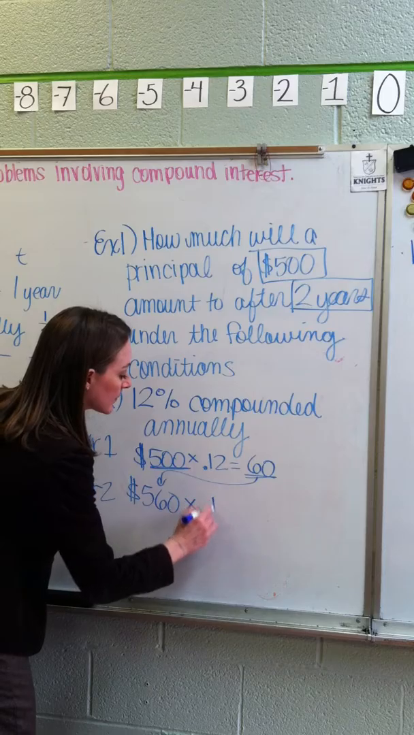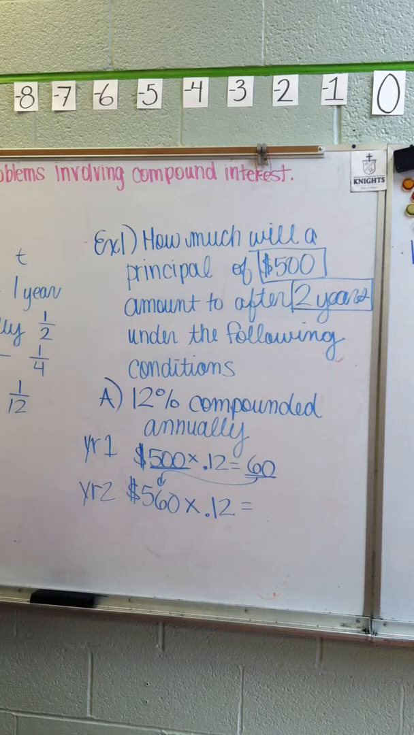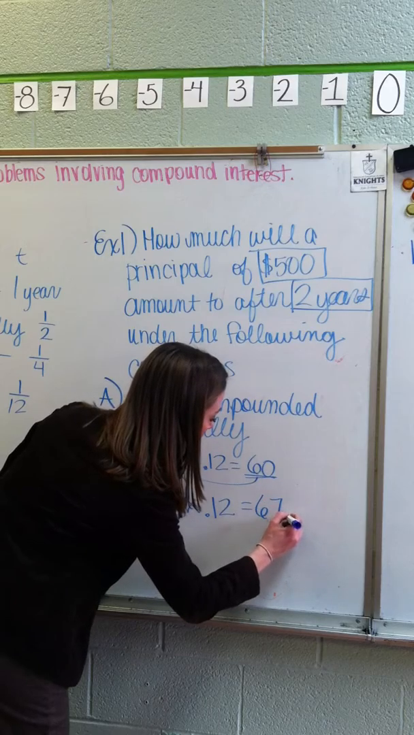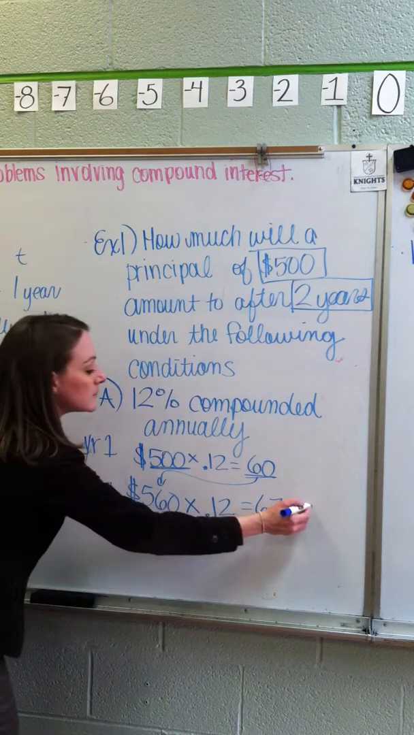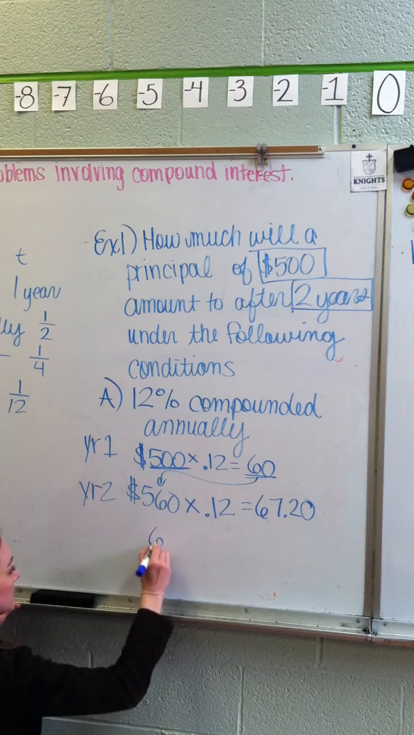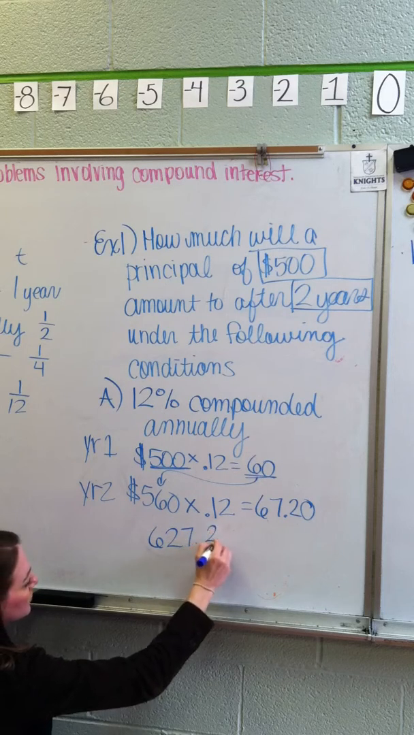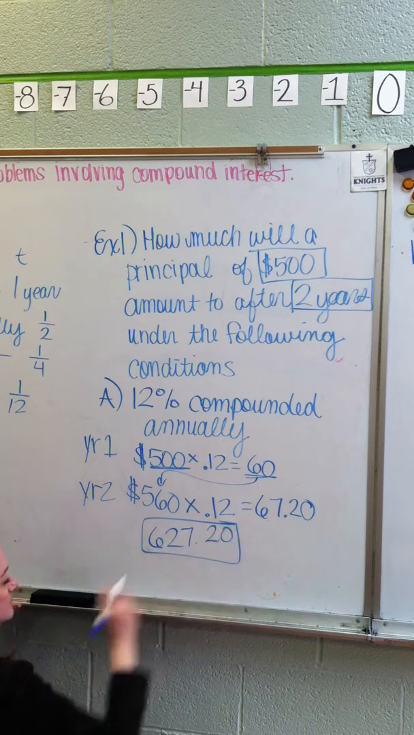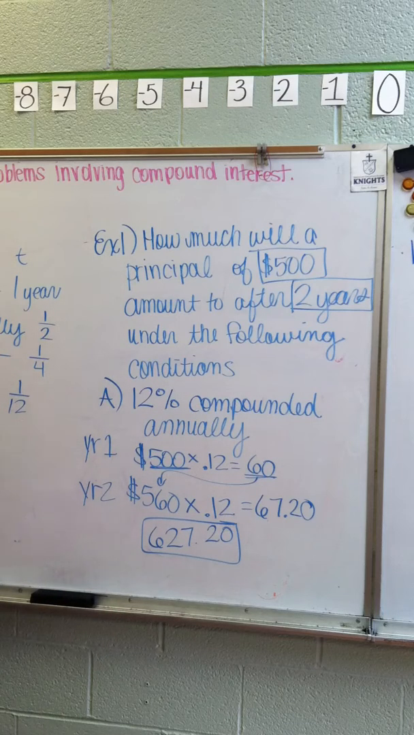Multiply that by 12%, which is $67.20. So at the end of this, I'm going to end up with 560 plus 67.20, which is $627.20. Okay, so you have to start it over.